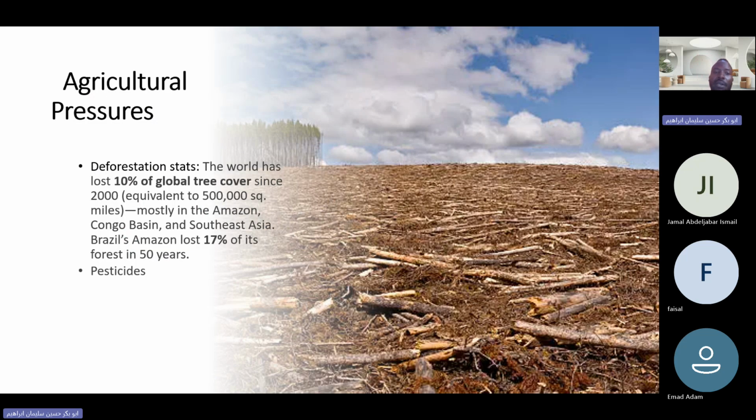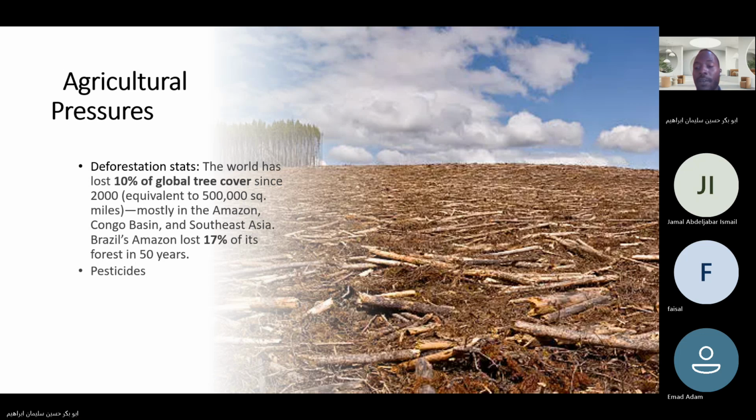Second is the agriculture pressure. The second effect, or second cause, is the agriculture pressure. Deforestation: the world has lost 10% of the global trees since 2000, mostly in the Amazon, the Congo Basin, and Southeast Asia. Brazil's Amazon lost 17% of its forest within 50 years.